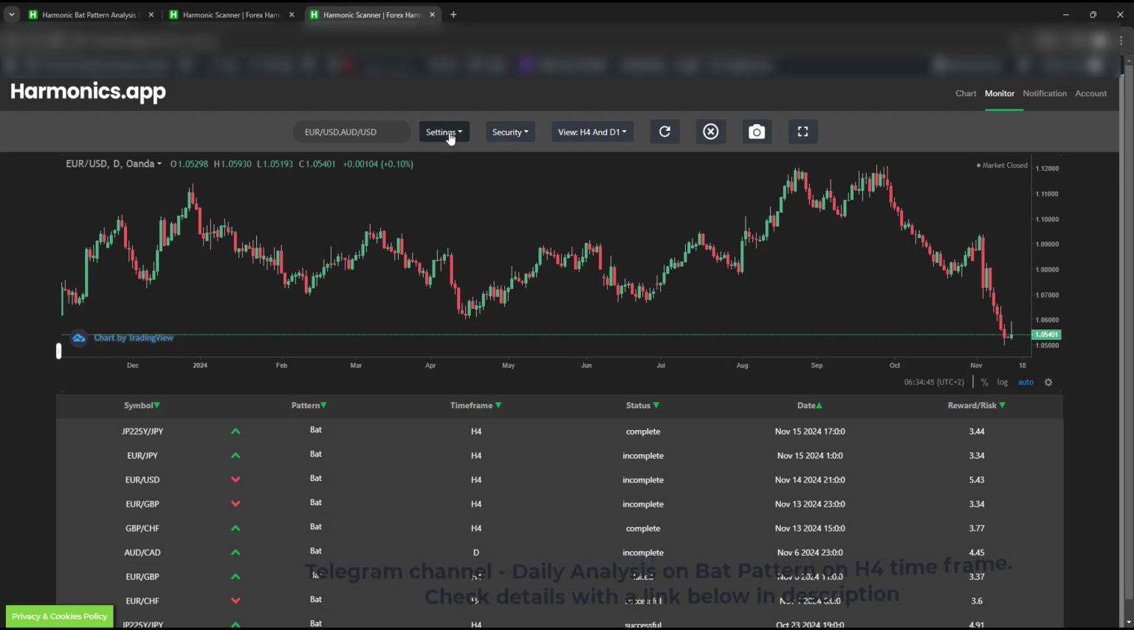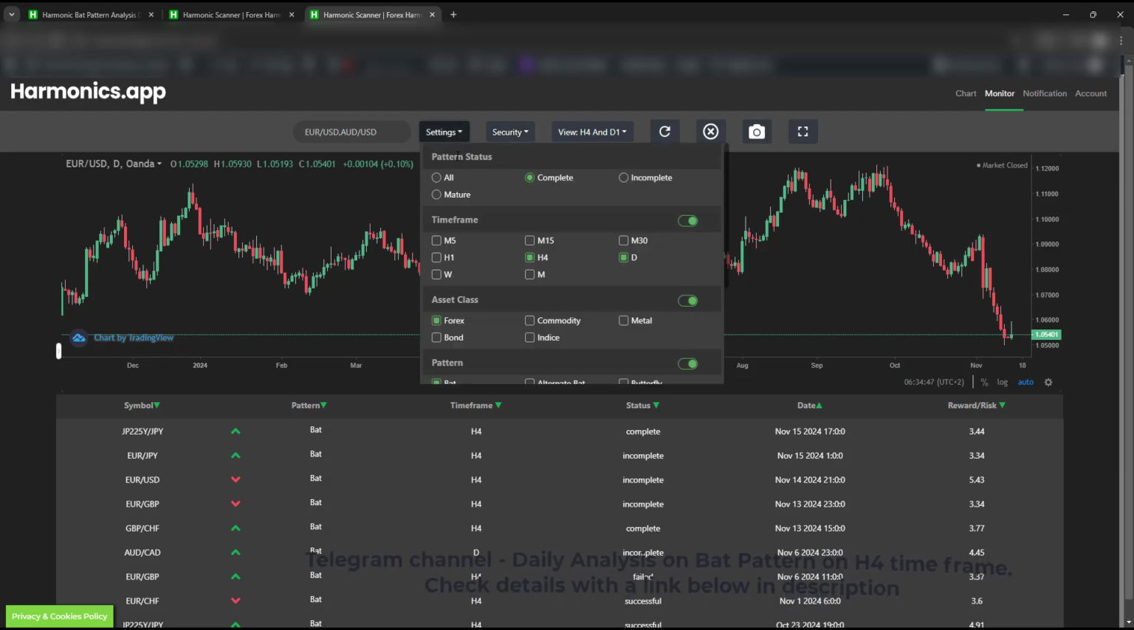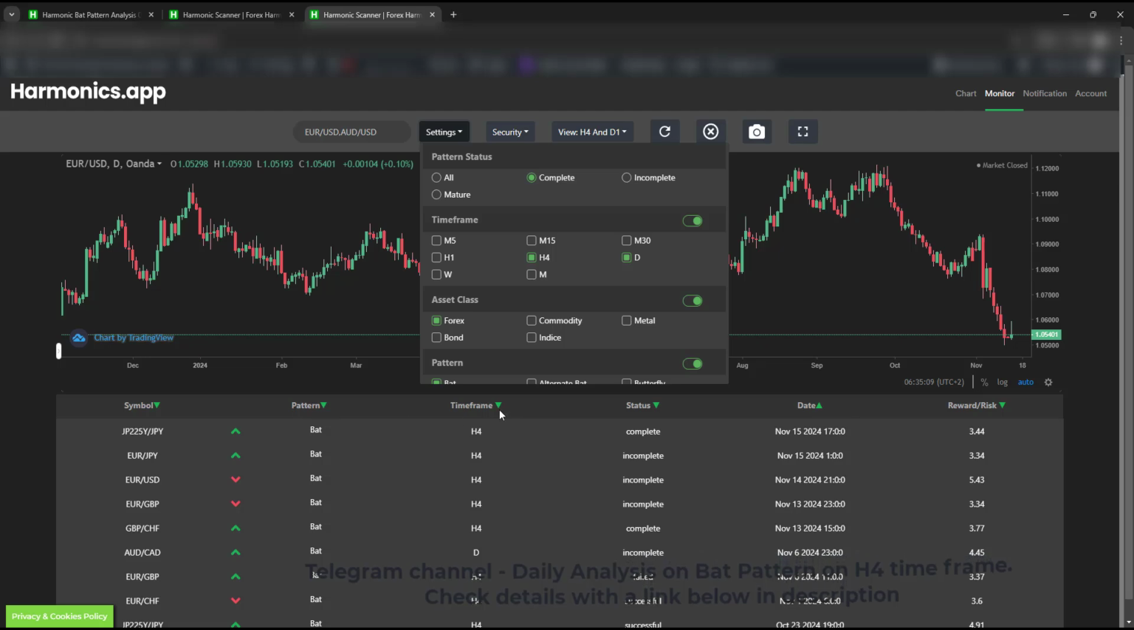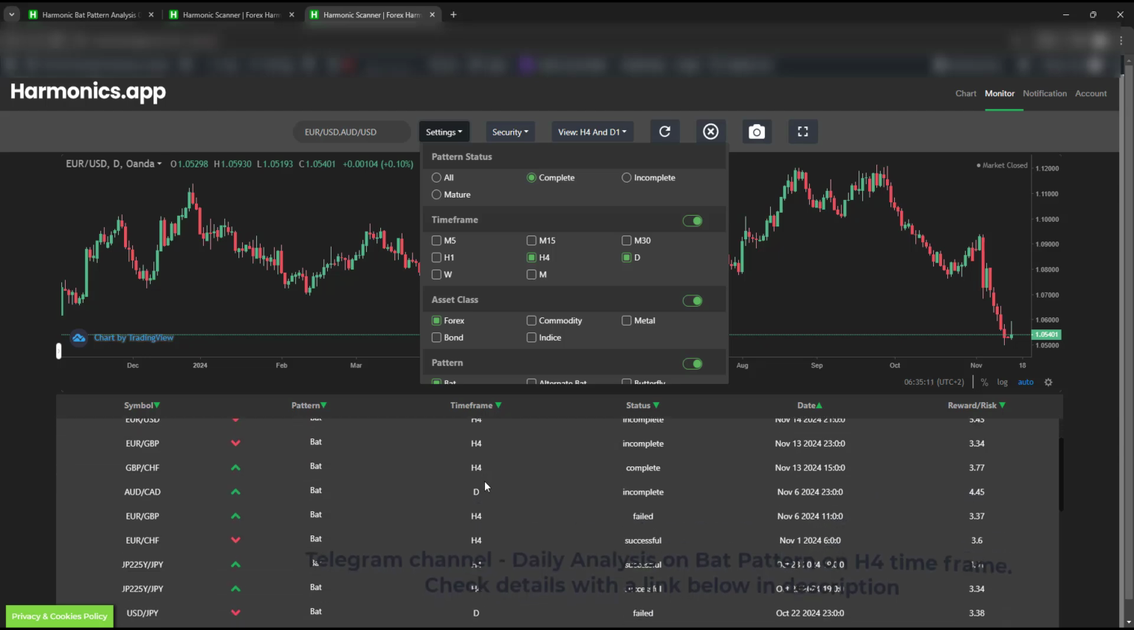The settings drop-down menu allows you to select more details, such as which pattern status you would like to have: complete, incomplete or mature. You can also watch these statuses on the Harmonic SAP YouTube channel with more details on what each of these means. Then you have a time frame to select which time frame you would like to watch. I have selected the 4-hour and the daily time frame, so that's why you have only 4-hour and daily inside this time frame column.